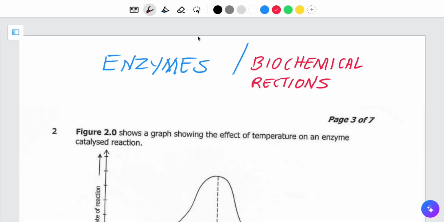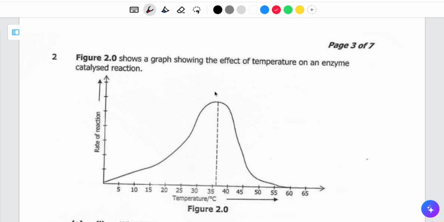Alright, so let's try to look at enzymes and biochemical reactions. I've gotten these questions from different past papers we are revising under enzymes. So you need to understand what an enzyme is, as well as the characteristics of enzymes, the effect of those characteristics, as well as the chemical reaction or the effect of enzymes.